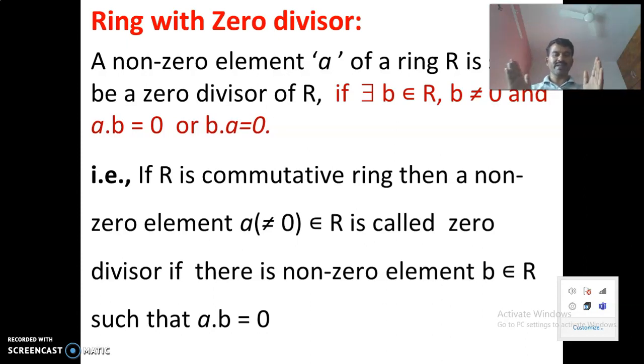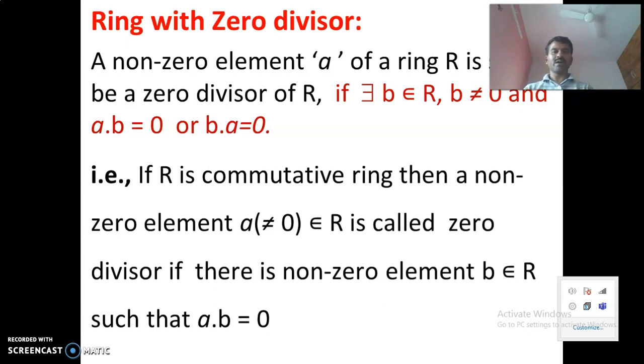Keep remembering here, you have an element in a ring which you want to say is a zero divisor, if there exists another non-zero element such that the product of that element with this element is 0. That we call a non-zero element in a ring R.